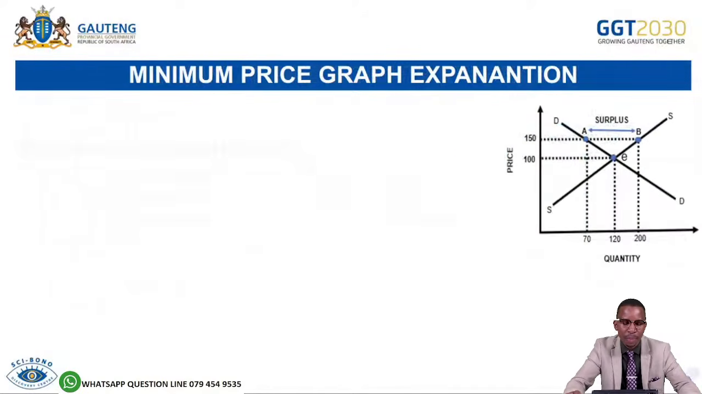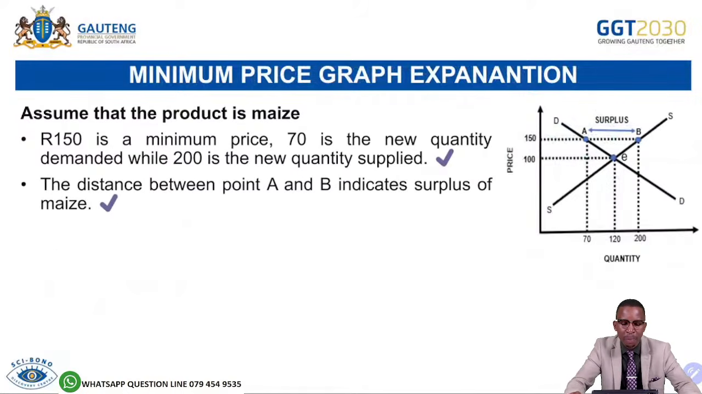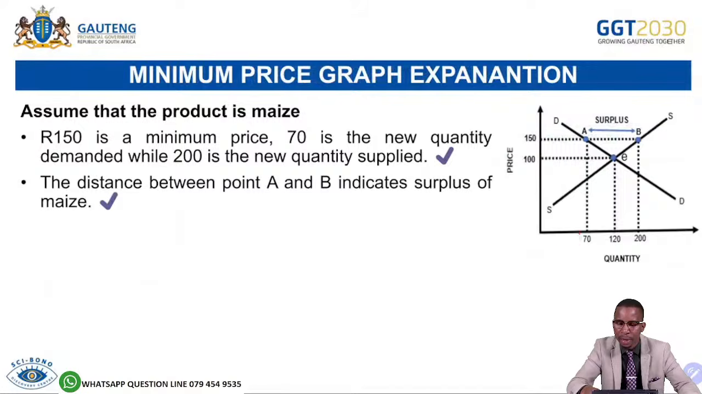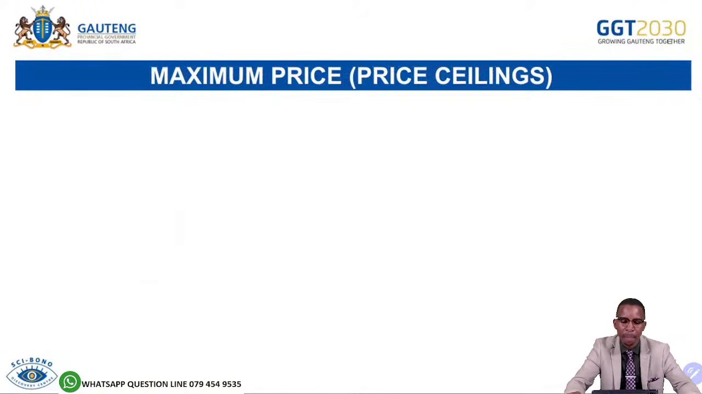Then we continue with the explanation. 150 is the minimum price, while 70 units will be demanded in there. And then the quantity supplied will be increasing to 200. There it is, but quantity demanded will go down to 70. So the gap between A and B indicates the market surplus, which can lead to dumping.